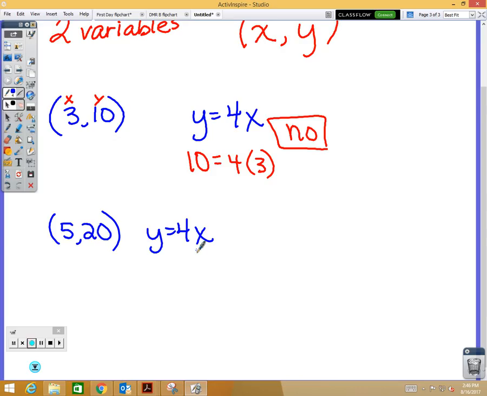Yes. Because, again, if we substitute the 5 in for x and the 20 in for y, that would be 20 equals 4 times 5. We okay on those? I don't think we need to do as many examples as I wrote down for us.